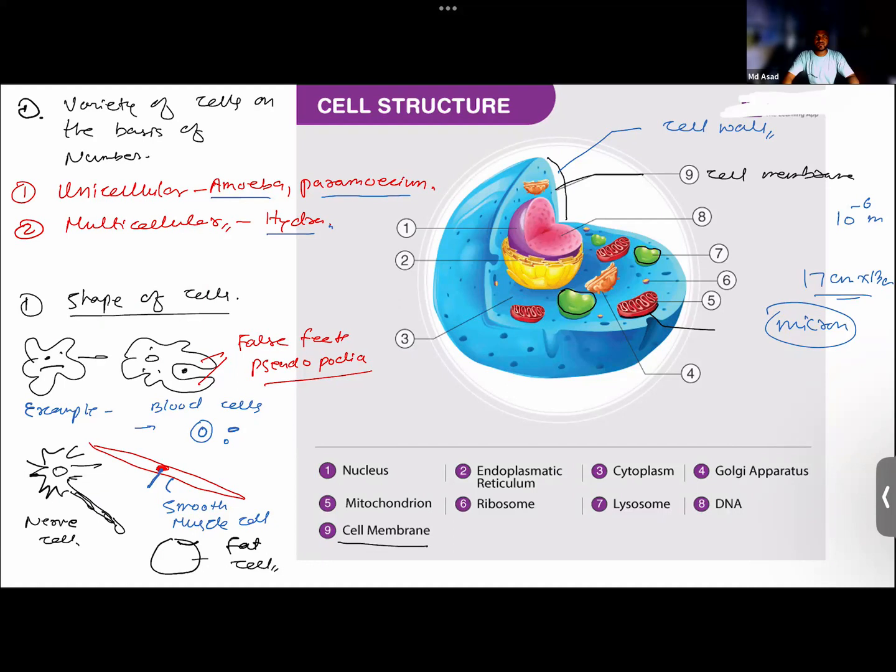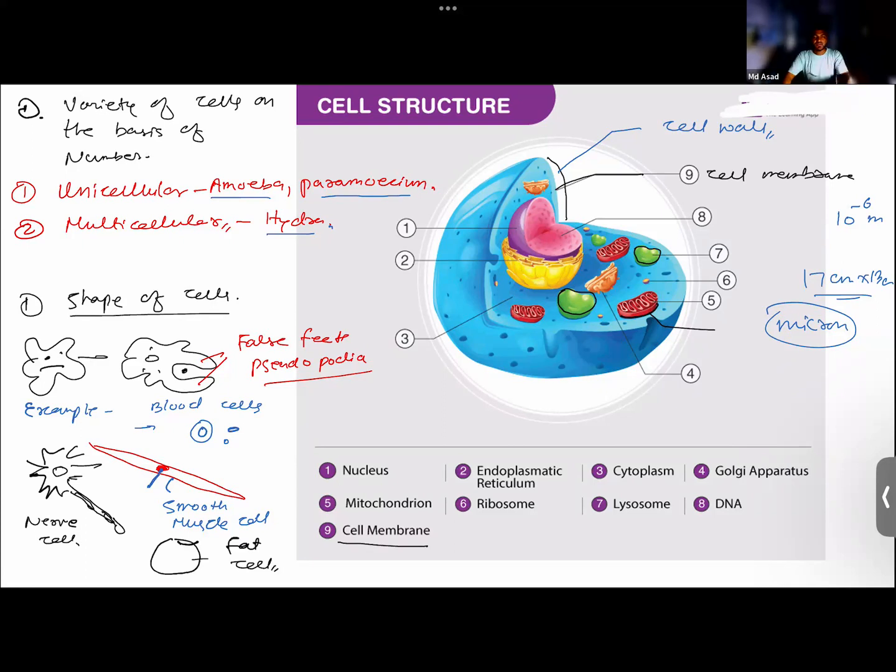Cell is produced by pre-existing cells. Cells arise from pre-existing cells. And all living things are made up of cells. And cells are the basic units of structure and function in living organisms. These were the three principles.